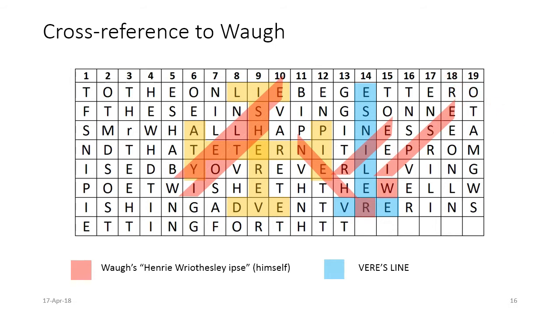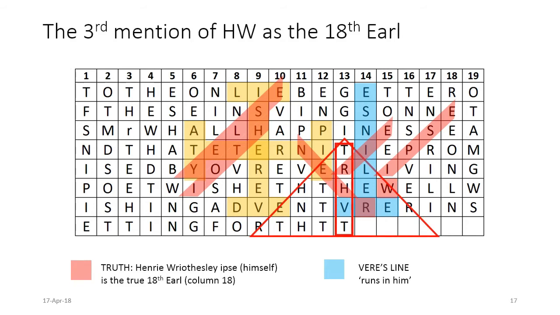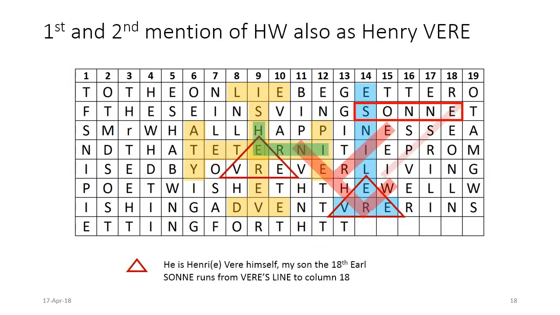And if you put the truth triangle over the top, where you have the truth here, I think you'll find it's connecting everything very clearly: that Henry Wriothesley himself is the 18th Earl, and Vere's line runs in him. We've got Henry Wriothesley himself, with Vere's line running through him. So I actually think this is the third mention of Henry Wriothesley as the 18th Earl, and I think we can back that up even further.